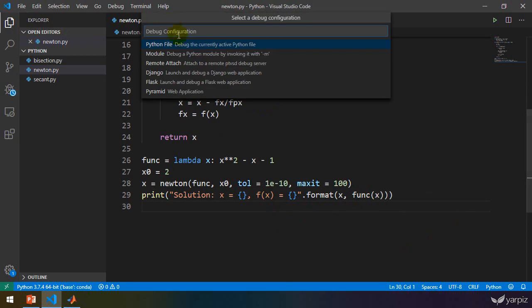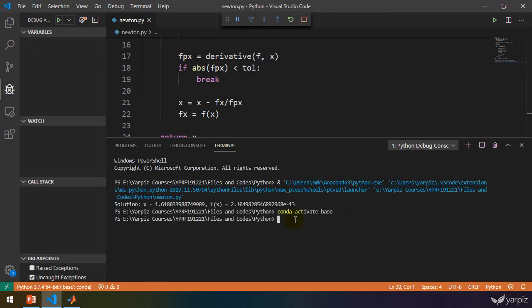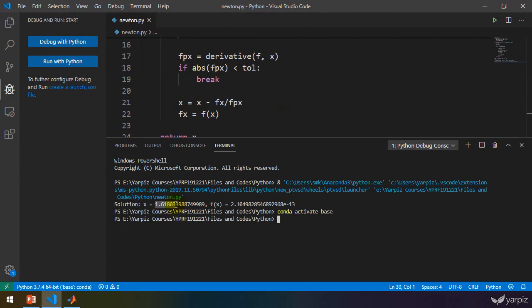Let's run the code and see what the result is. You see we have the result here. It's the result we expected to get, and it's the function value here.